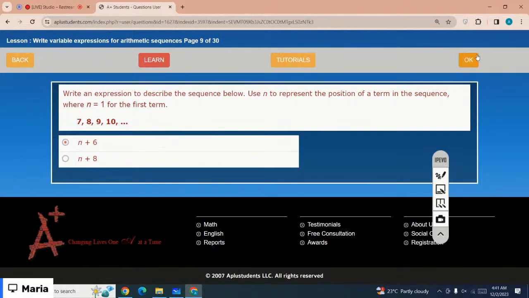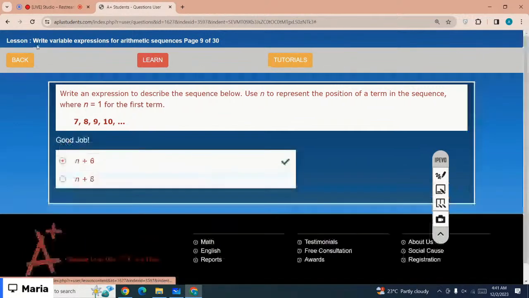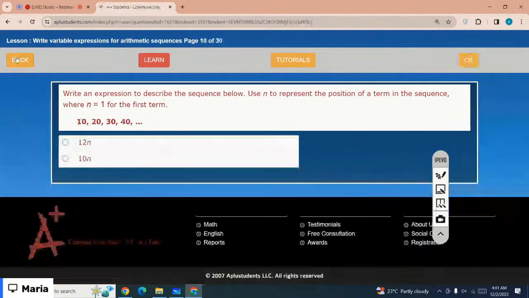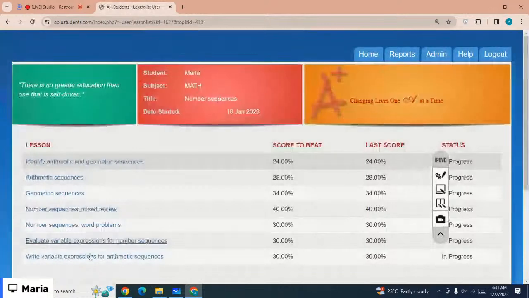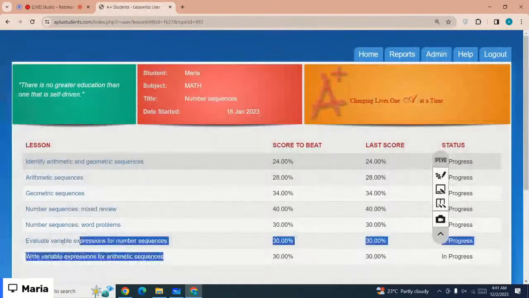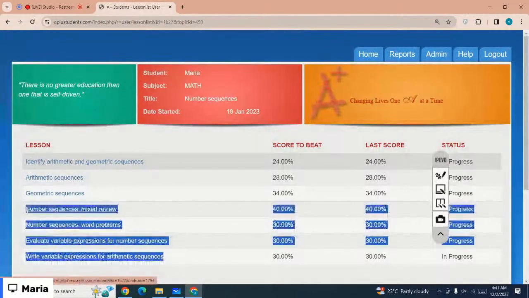Okay, you can complete the lesson by yourself later today. So, we were working on grade 8 maths. The chapter we were working on is number sequences, and the lessons we have covered today are number sequences mixed review, number sequences word problems, which you have to do on your own, and evaluate variable expressions for number sequences and write variable expressions for arithmetic sequences, right?